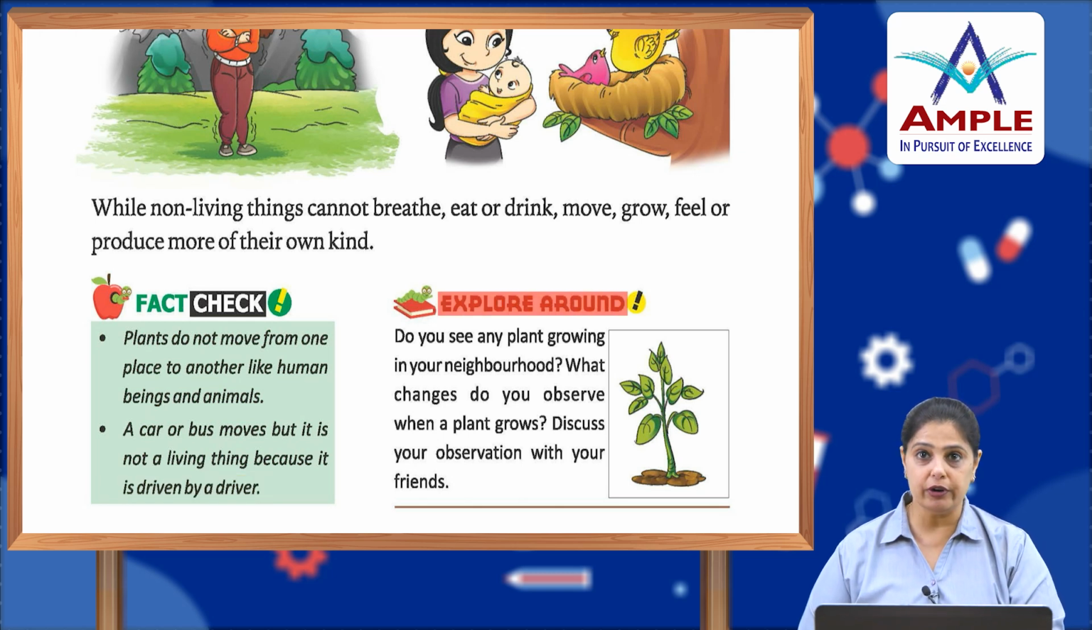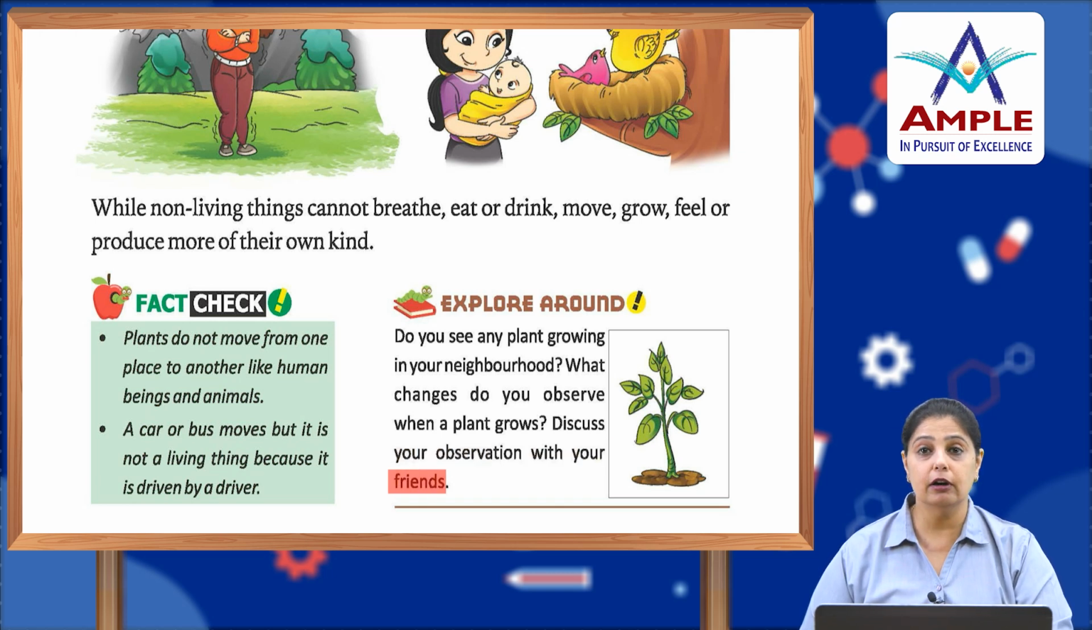Now, let's explore around. Do you see any plant growing in your neighborhood? What changes do you observe when a plant grows? And now you have to discuss your observation with your friends. For example, look at your neighbor's plants, in case they have bought a new plant. You will see that slowly and gradually it starts growing and then they bear fruits, they bear flowers and all. So, you have to make these observations. Clear? I hope the concept of living and non-living things is clear now.